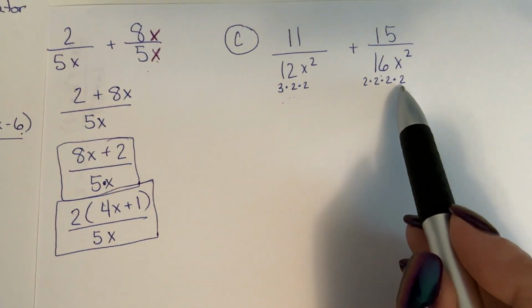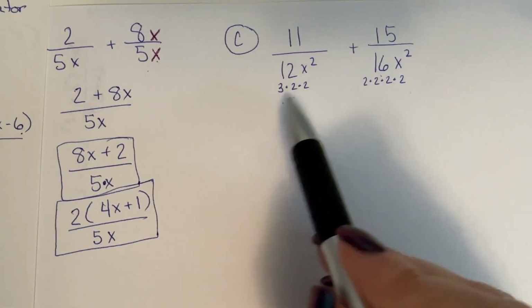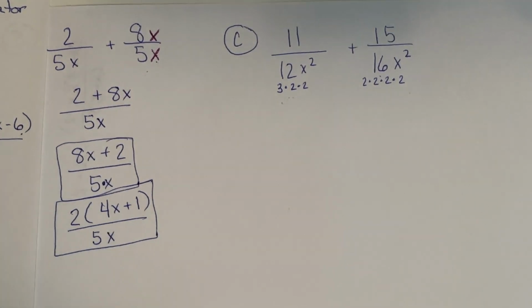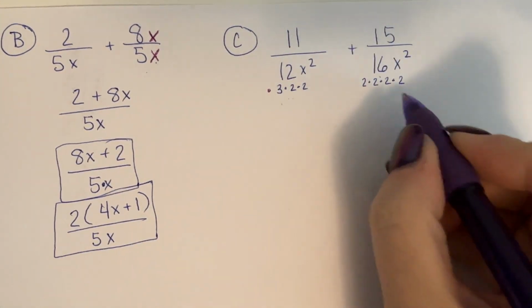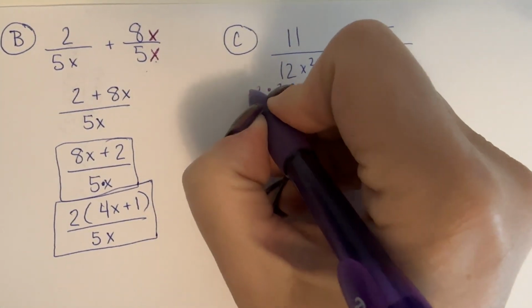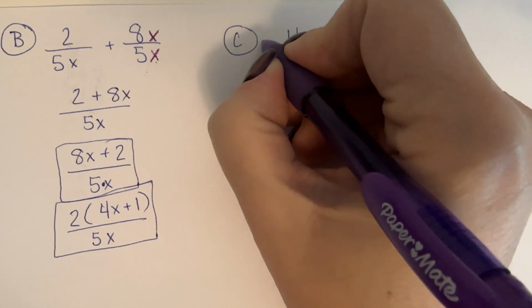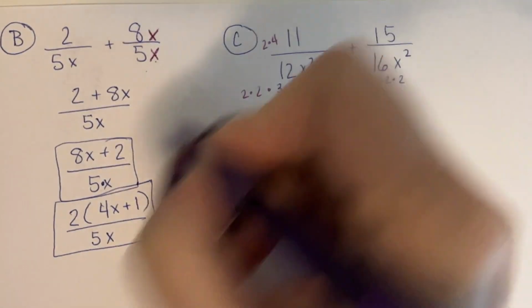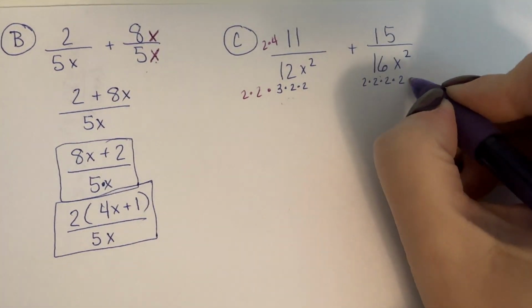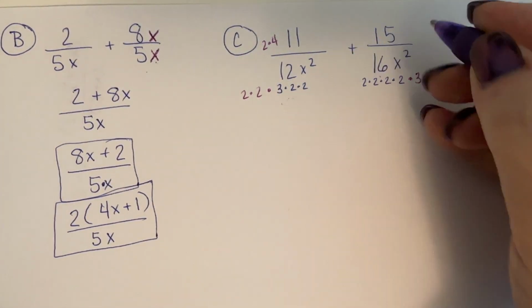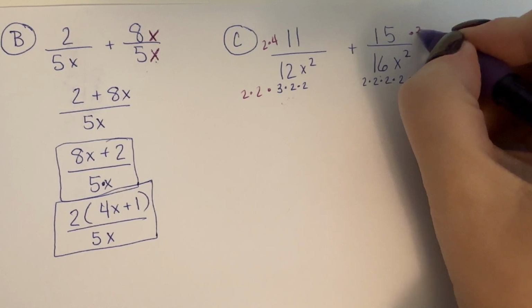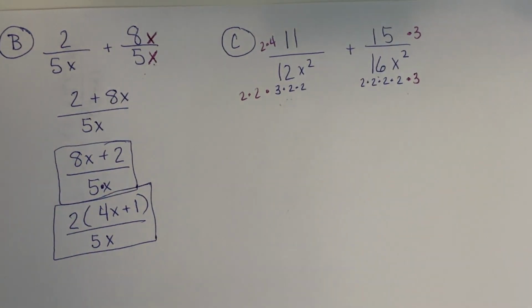So I need my common denominator to share common factors. So here's what I've got to put into it. So this side over here needs 2 more 2's. And whatever I do to the bottom, I got to do to the top. And this side over here needs a 3 so that they will both have 4 2's and a 3. And whatever I do to the top, I got to do the bottom.